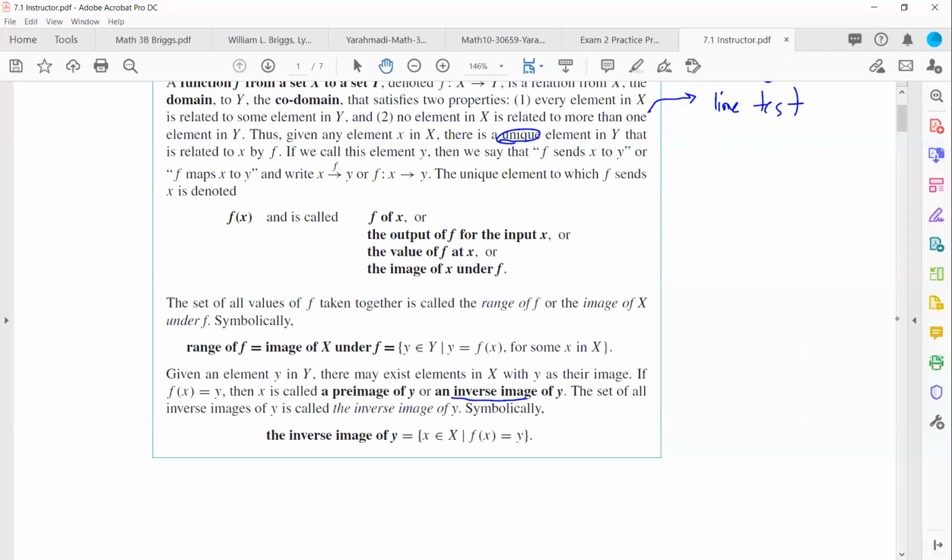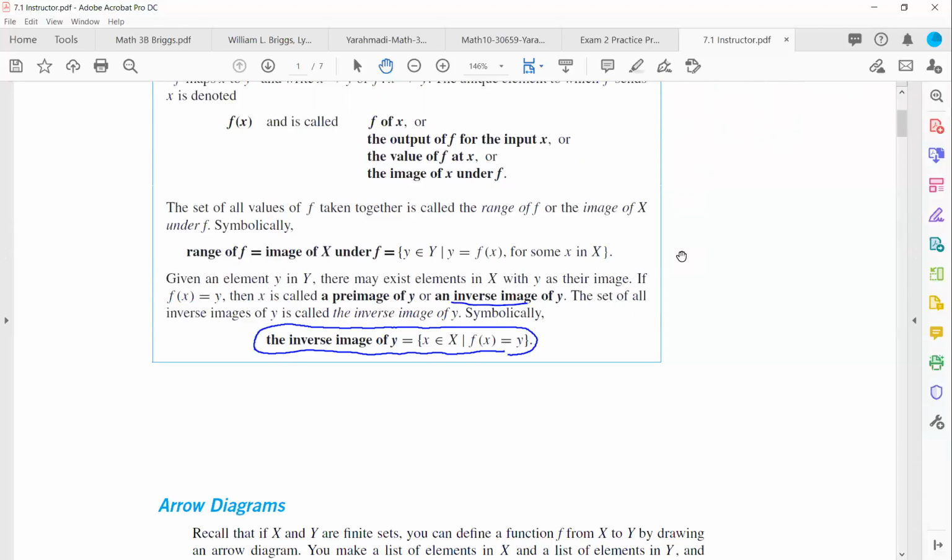The set of all inverse images of y is called the inverse image of y, and we denote it this way. The inverse image of y is the set of all x values such that f of x is equal to y.